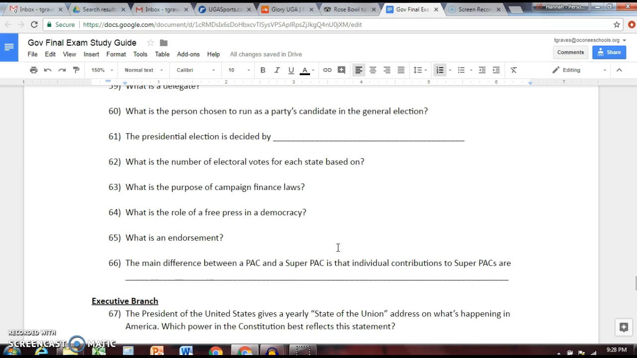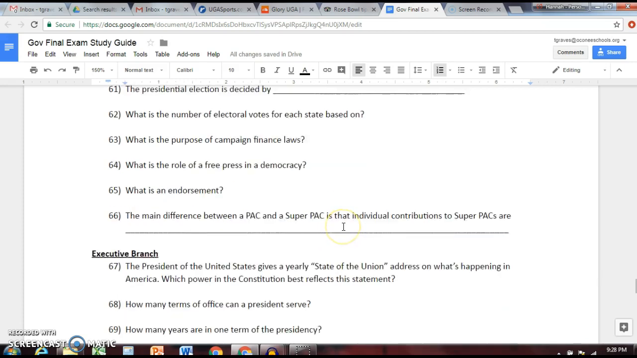The main difference between a PAC and a super PAC is that a super PAC, you can donate an unlimited amount of money to them. There's no limit on that whatsoever because of that Citizens United versus the FEC case that opened that up and created super PACs. In a PAC, you can donate more money than you can to just a regular old candidate, but there is a limit to how much you can donate. Super PAC, there is no limit.